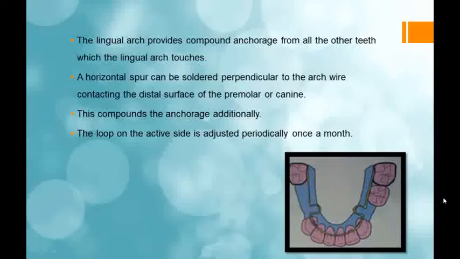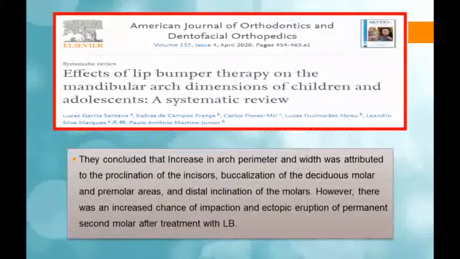The lingual arch provides compound anchorage from all the other teeth which the lingual arch touches, and a horizontal spur can also be soldered perpendicular to the arch wire, contacting the distal surface of the premolar or the canine, which compounds the anchorage additionally. The loop on the active side is adjusted periodically, once a month.